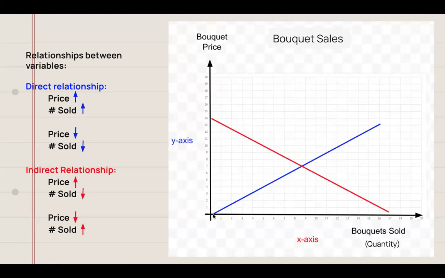In a direct relationship, which is represented by the blue line, both variables go up and both variables go down together. As price increases, the number sold also increases. As price decreases, the number sold also decreases. That's a direct relationship. A direct relationship is probably not something that we're going to see on a price versus quantity graph. We're more likely to see an indirect relationship.